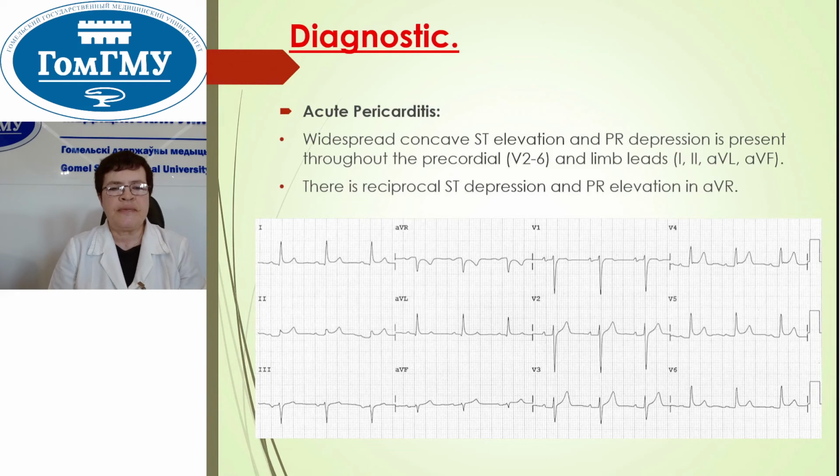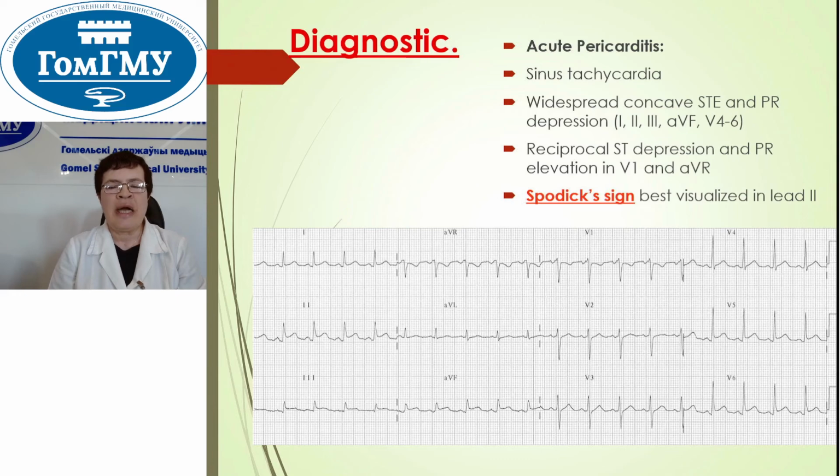Acute pericarditis. Here on this ECG you can see acute pericarditis, and the signs are widespread concave ST elevation and PR depression present throughout the precordial leads from V2 to V6 and limb leads, first lead, second lead, AVL and AVF leads. And there is reciprocal ST depression and PR elevation in the lead AVR.